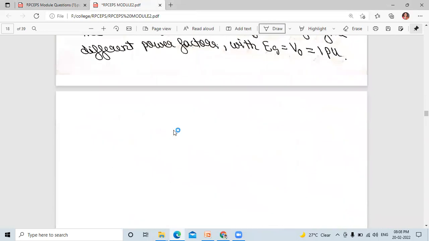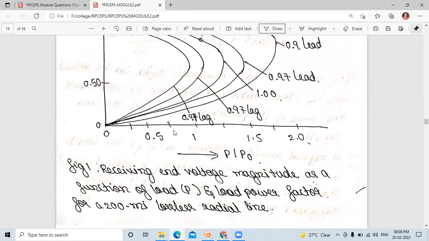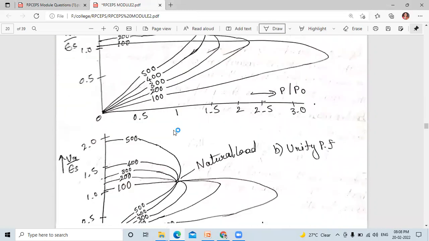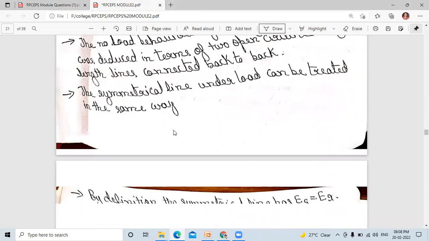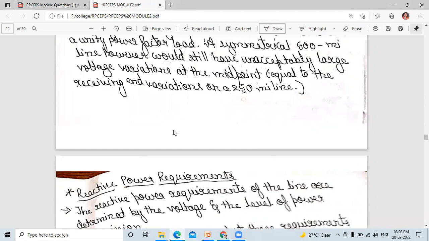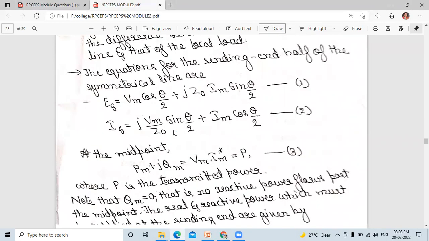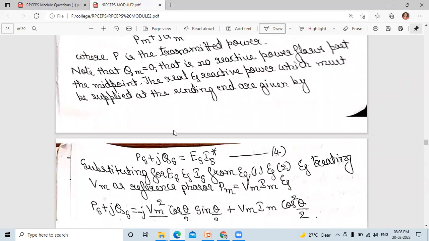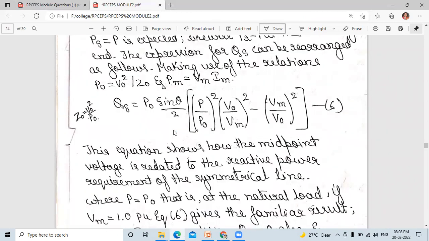For that particular question, you need to write the reactive power requirement. In the notes, the heading is the reactive power requirement. This is the question they have asked, but they have mentioned it in a different form. You can observe it will come in the middle. This equation shows how the midpoint voltage is related to the reactive power requirement of the symmetrical line.